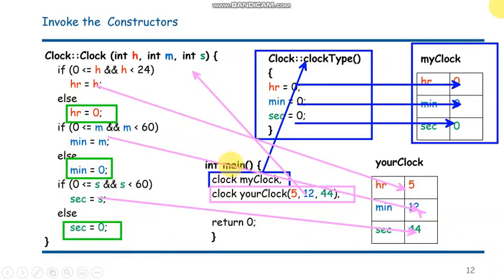Now you see, we have a way of guaranteeing that our object has proper starting values. So it is always advisable for your class to have a default constructor, so that all the time when you are creating your objects, they do have proper starting values.